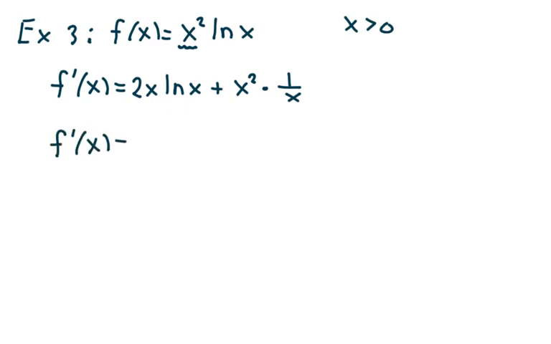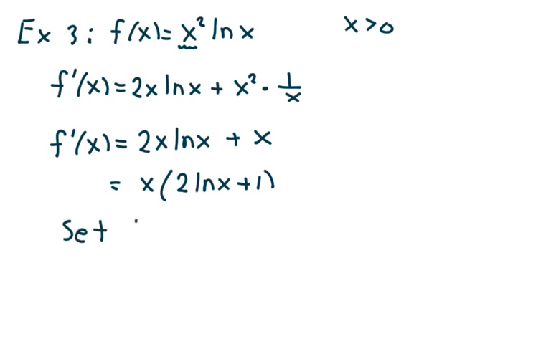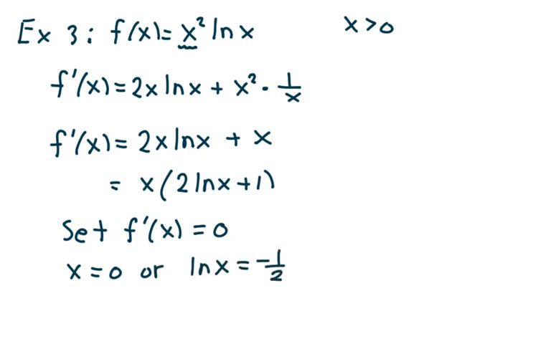So f prime of x is 2x ln x plus x. And I'm going to factor out an x, and I get x times 2 natural log of x plus 1. So I'm going to set f prime of x equal to 0. And so what that says is x is 0, or natural log of x is equal to negative 1/2. Basically I solved this one for natural log of x. And so x is 0, or x is e to the negative 1/2.